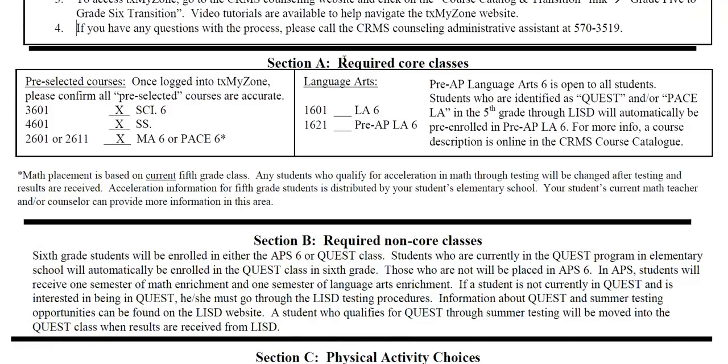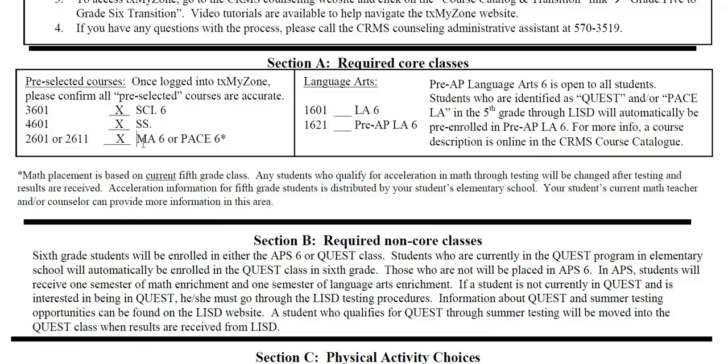Section A is our required core classes. On the left-hand side, we make it pretty simple for you. Science, social studies, and math have already been pre-selected on your choice sheet, and they are also pre-selected on your Texas MyZone website. So when you log on to select your other courses, you should verify that your science, social studies, and the appropriate math class are already pre-selected for you.